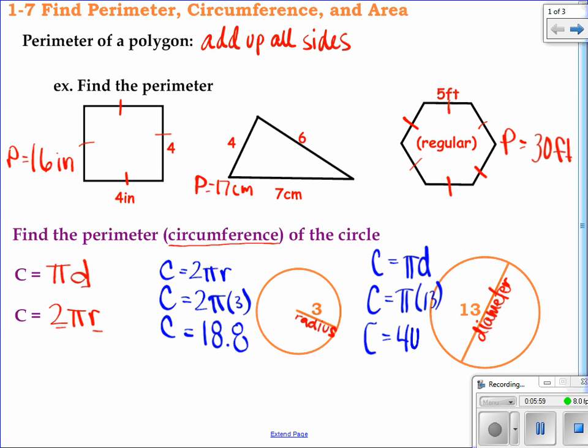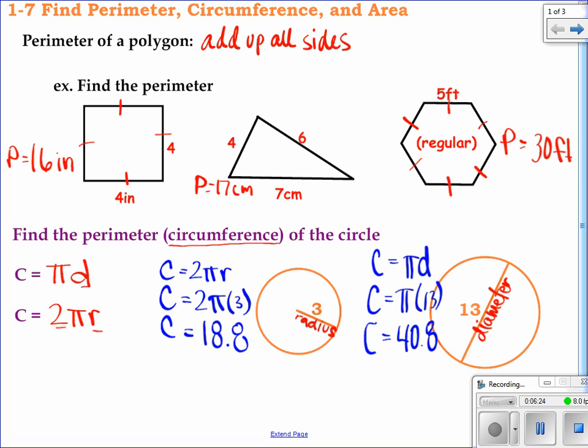Again, no units, so we don't need units on the answer. This is as difficult as it's going to get as far as perimeter and circumference go. Can we handle that? Yes. We can move on to area. Okay. Anyone still need this?